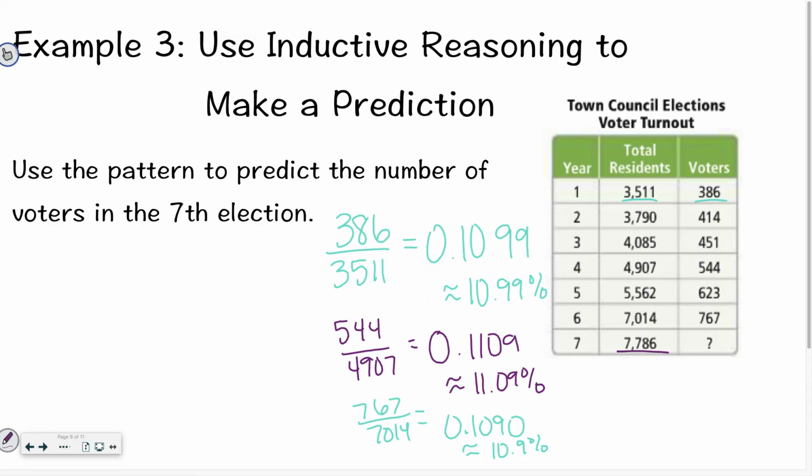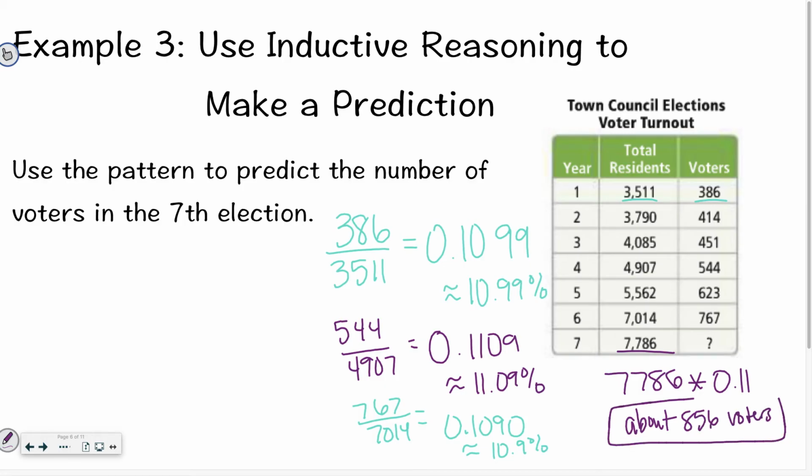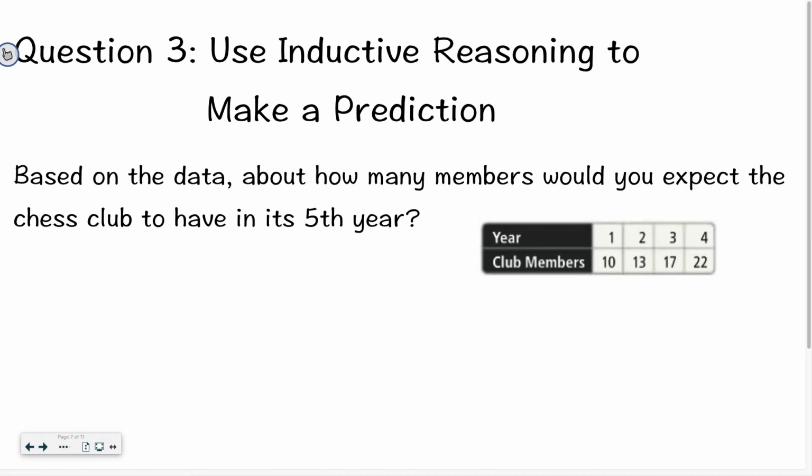So what I'm going to do, I'm going to take that 7,786, and I'm going to multiply by 11%. Remember, percentages we convert to decimals. And that ends up being about 856 voters. Okay. If you have any questions about that at all, please be sure to put a star next to it and ask. But go ahead and try this one on your own.